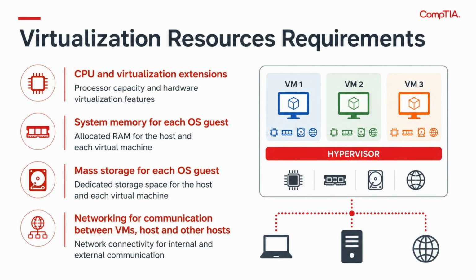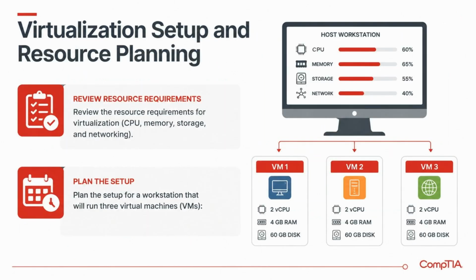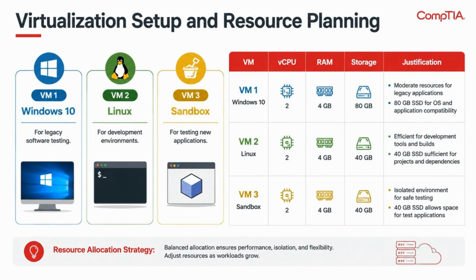Virtualization resource requirements come down to four things: CPU with virtualization extensions, system memory for each OS guest, mass storage for each OS guest, and networking for communication between VMs, the host, and other hosts. Time for an activity: virtualization setup and resource planning. Review the resource requirements: CPU, memory, storage, and networking. Then plan the setup for a workstation that will run 3 virtual machines. The 3 VMs: Windows 10 for legacy software testing, Linux for development, and a sandbox environment for testing new applications. Allocate resources for each VM and justify your choices.